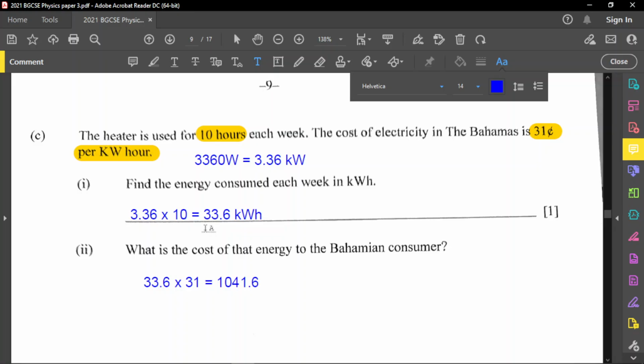All right. And so what we'll get here will equal 1,041.6 cents. So that is in cents. However, if we divide this by 100, then that will equal $10.42. Okay, so in terms of cents, it is 1,041.6 cents, or you get $10.42. All right, so that is the cost right there.